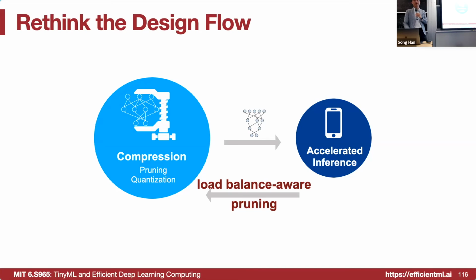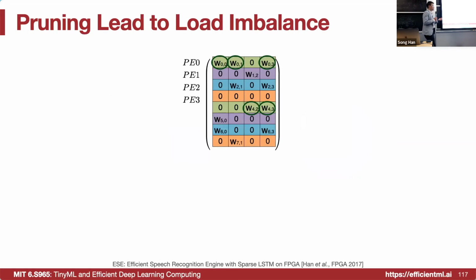So we want to rethink the design flow: when we are designing the accelerator, what should we do? Can we do better when we are doing pruning? Can we co-design the pruning algorithm with the inference engine? Here we find load balancing is a very critical problem.